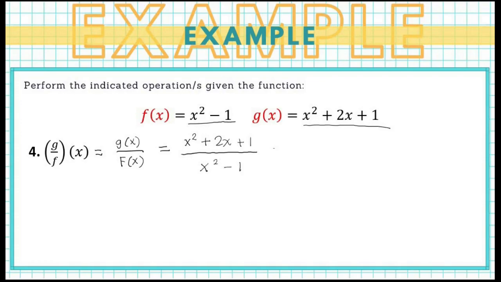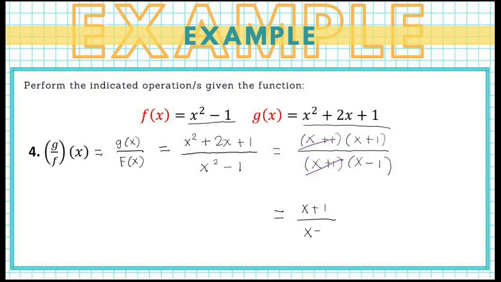To simplify this, we need to apply our knowledge of factoring. The factors of x squared plus 2x plus 1 are x plus 1 and x plus 1. The same thing for the denominator, we factor it, and the factors will be x plus 1 and x minus 1. Simplifying further, we can cancel out x plus 1 in the numerator and x plus 1 in the denominator. Hence, the quotient of this function is equal to x plus 1 over x minus 1, and that is the answer.